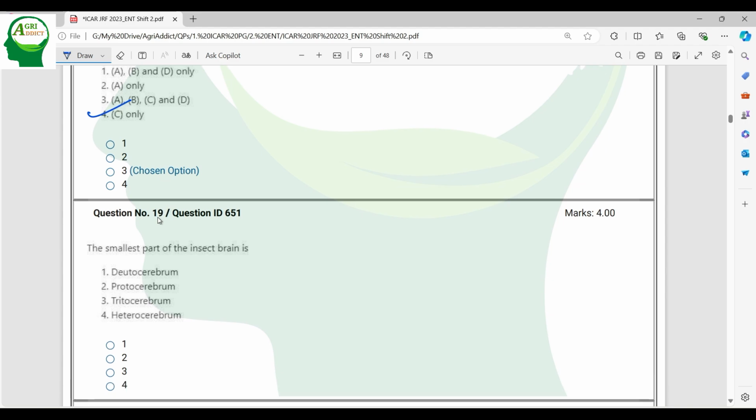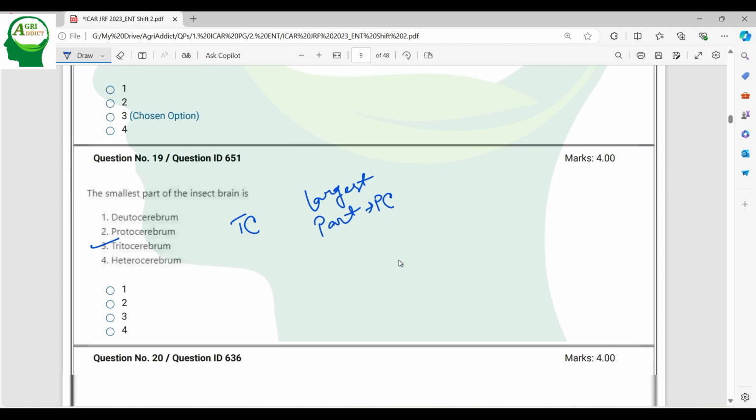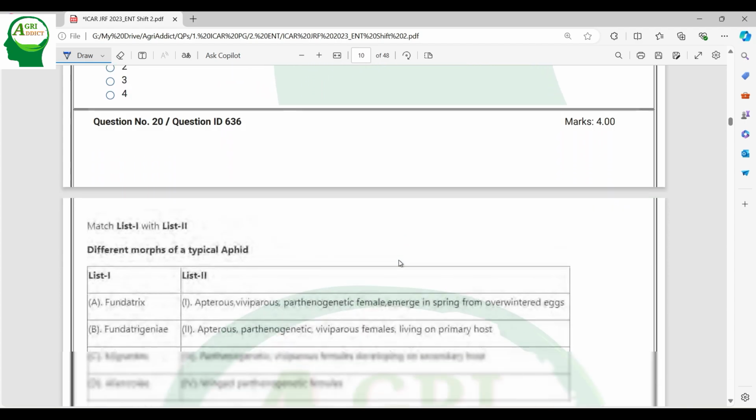The smallest part of the insect brain is, it's a very easy question, the tritocerebrum, and the largest part is the protocerebrum. PC, that is protocerebrum, is the largest part of the insect brain.